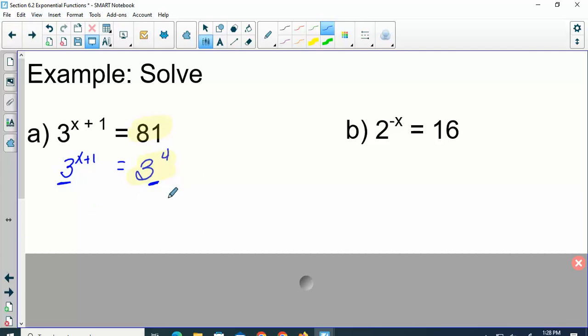Now the bases are the same, so what has to be true? X plus 1 equals 4. So x is 3. And you can check yourself if you plug it back in. 3 plus 1 is 4. 3 to the 4th is 81.